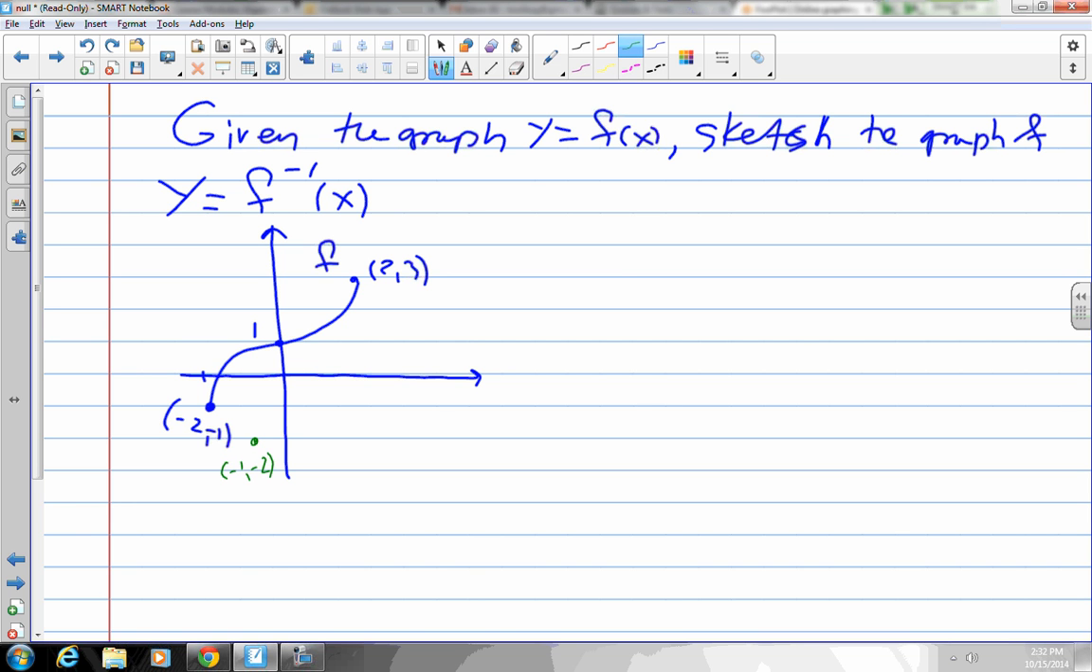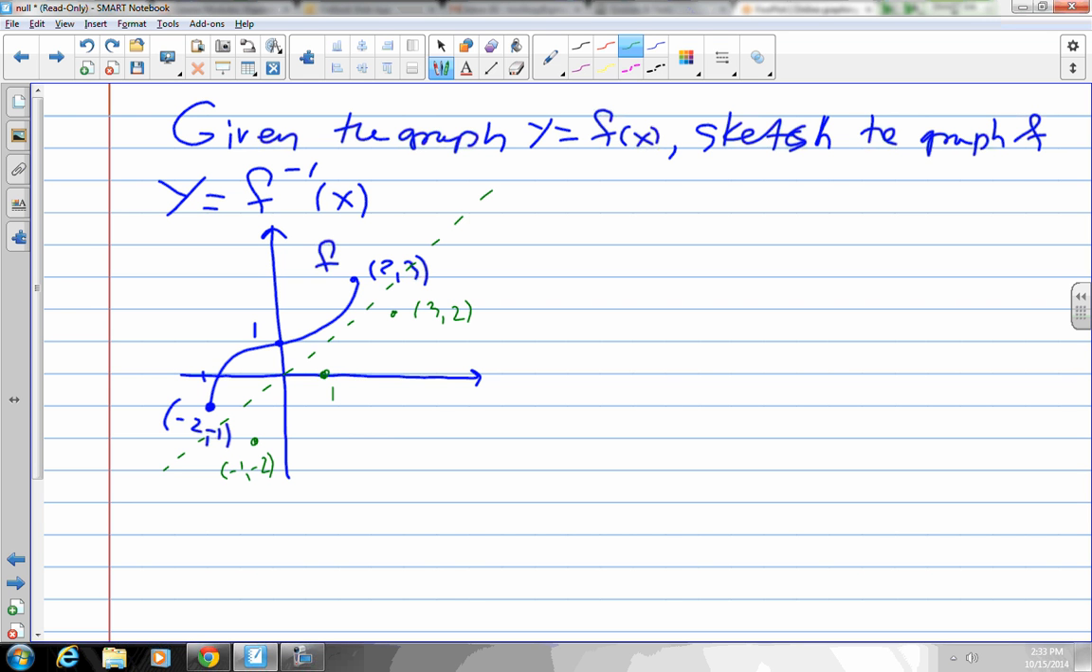This point is going to be on the inverse function. Remember, flipping the order: the point (0, 1) becomes the point (1, 0), and the point (3, 2) becomes (2, 3). And here's the line y equals x.